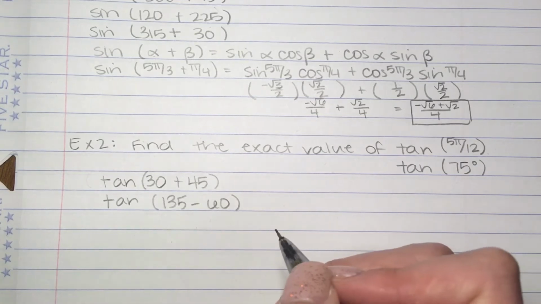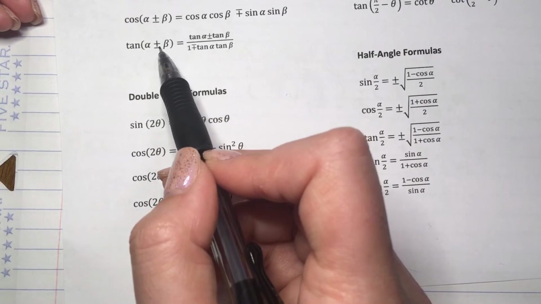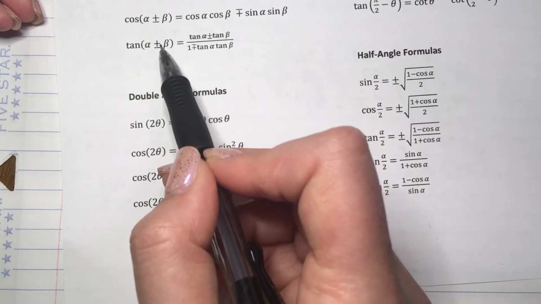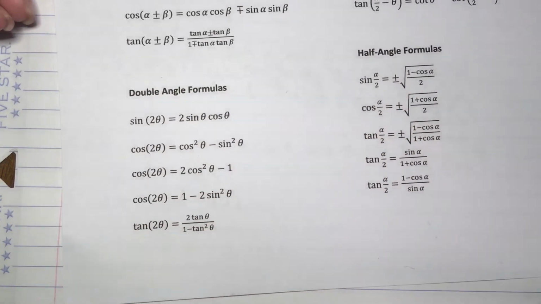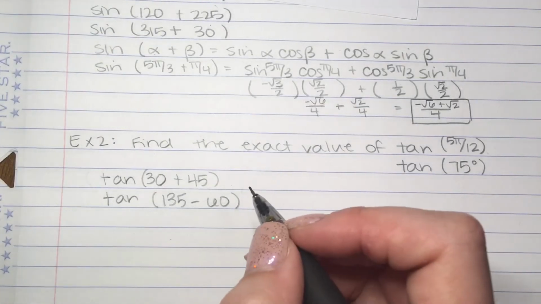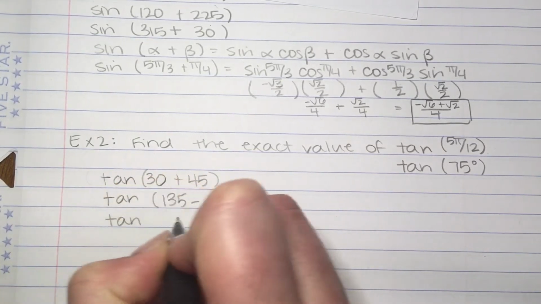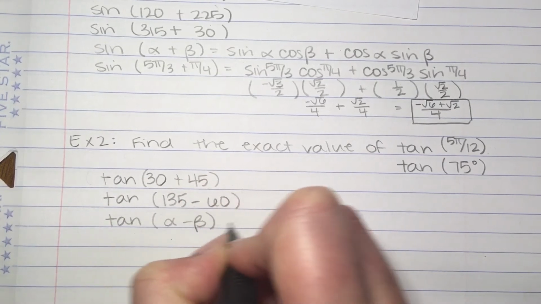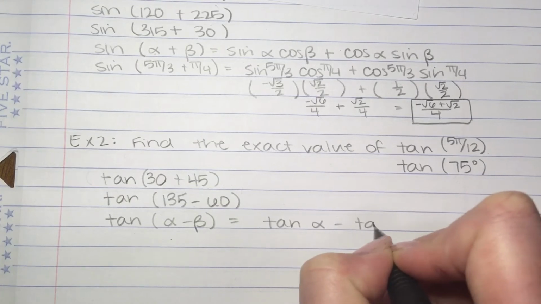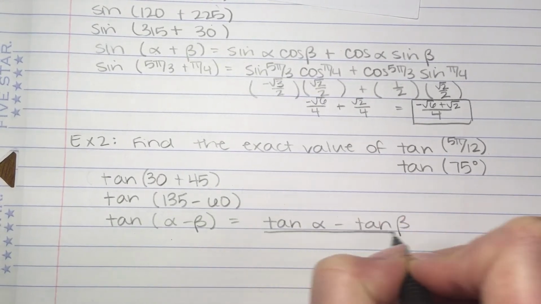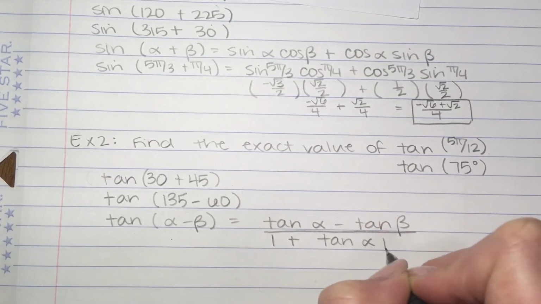So I'm going to write down my tan formula. Since we are doing a subtraction problem, that means we're using the bottom sign. And so I'm going to use the negative right here and the negative here, and that means I'm going to use the positive right there. So I'm going to go ahead and write down my formula. I have tan of alpha minus beta is tan alpha minus tan beta divided by 1 plus tan alpha tan beta.